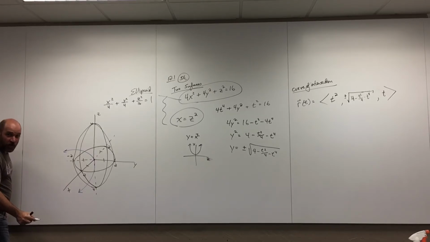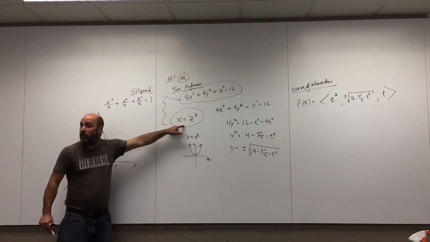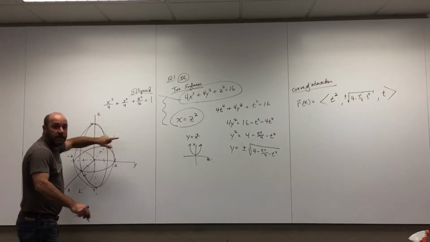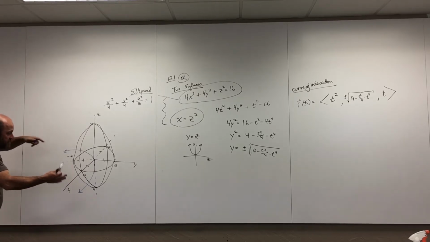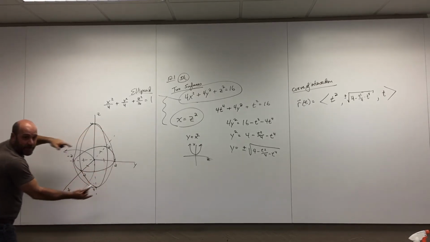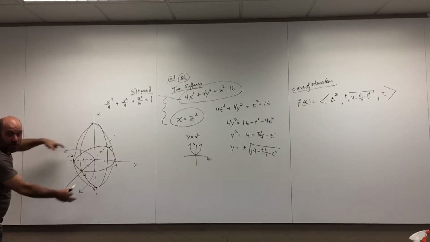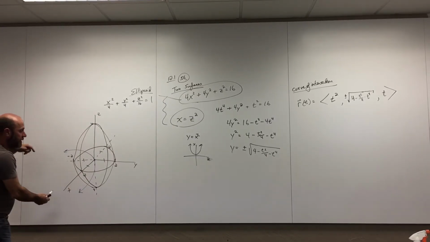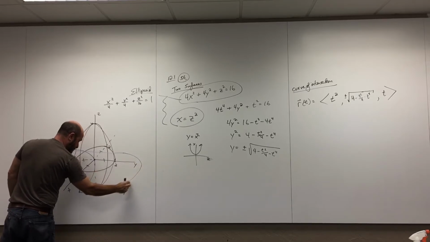Now wait a minute. That's not the entire surface. This is a surface. And we know when there's a missing y variable, we know what this surface does. It runs parallel to the y-axis. So it's a parabolic cylinder or cylindrical surface.